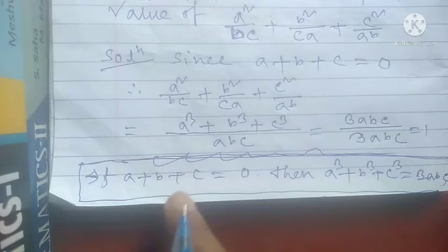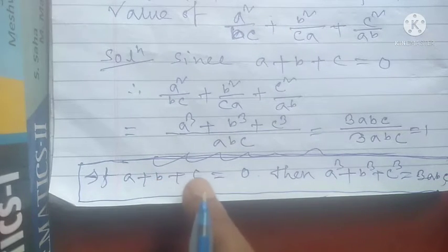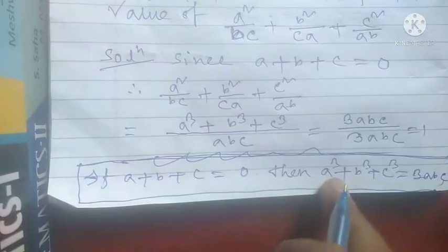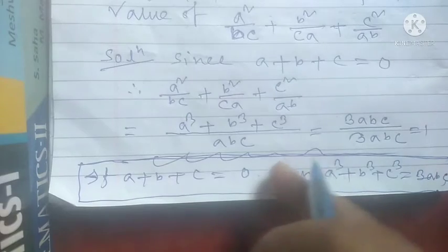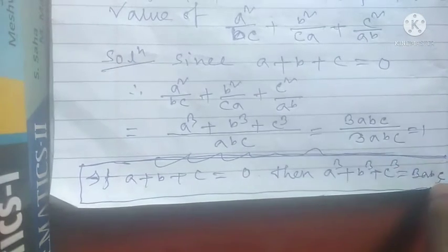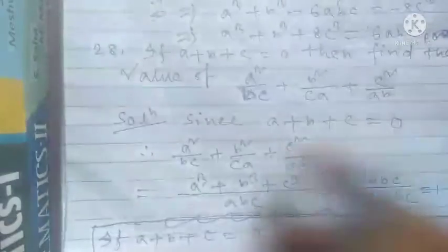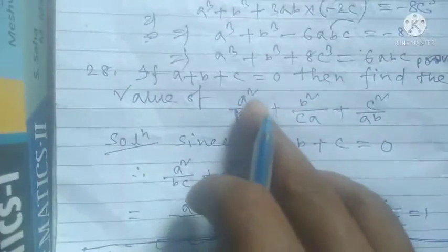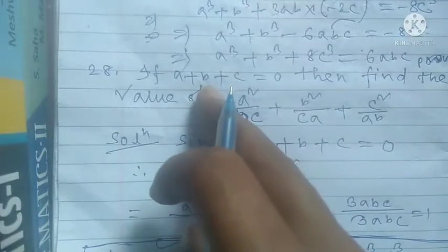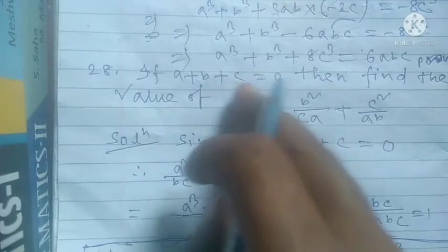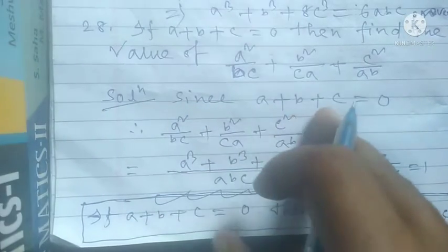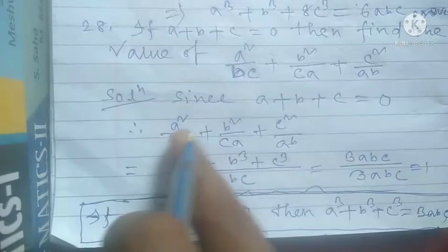If you have to remember it, when a plus b plus c equals 0, then you can easily write a cubed plus b cubed plus c cubed is equal to 3abc. That means in the place of a cubed plus b cubed plus c cubed you can write 3abc. So my dear students, we have to find the value of this expression, and it is given here that a plus b plus c equals 0.